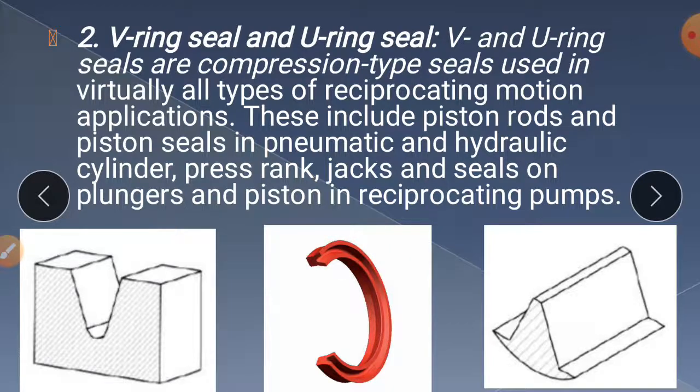It is also rubber material. Mostly rubber materials are used for this. V and U ring seals are compression type seals used in virtually all types of reciprocating motion applications. These include piston rods and piston seals in pneumatic and hydraulic cylinders, press tanks, jacks, and seals on plungers and pistons in reciprocating pumps. There are many applications of this V-ring. So this is mainly considered a compression type of seal. There are a lot of applications in pneumatic and hydraulic cylinders, pumps, and jacks for these V and U rings.